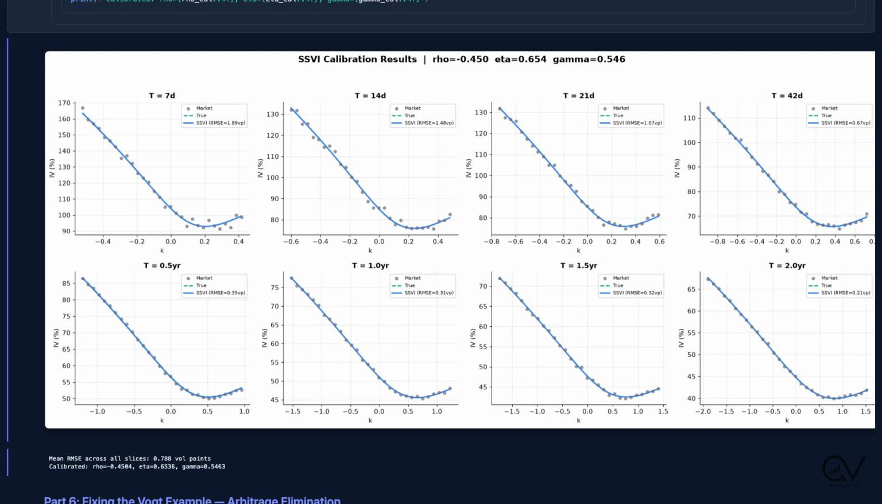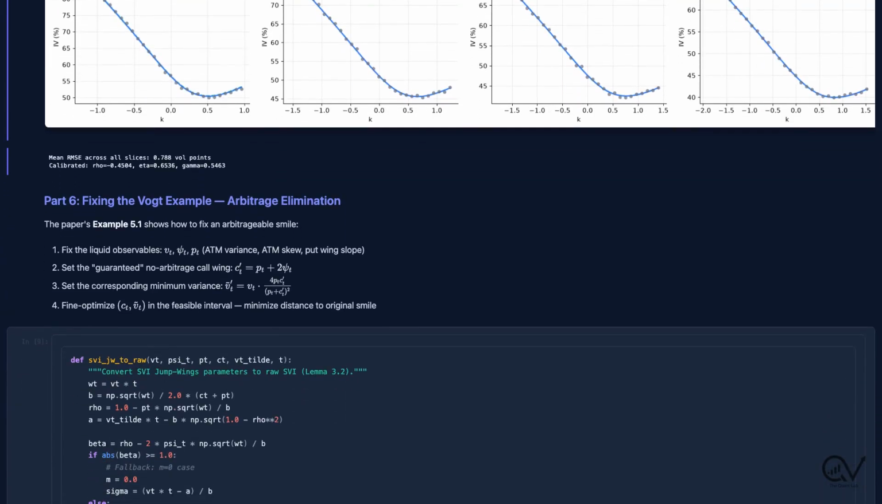Importantly, the global SSVI parameterization naturally couples all slices through the shared rho, eta, and gamma parameters. This coupling is what prevents calendar spread arbitrage. You cannot have a situation where one slice accidentally crosses another because all slices share the same scaling structure. The paper's arbitrage elimination algorithm is practical and elegant.